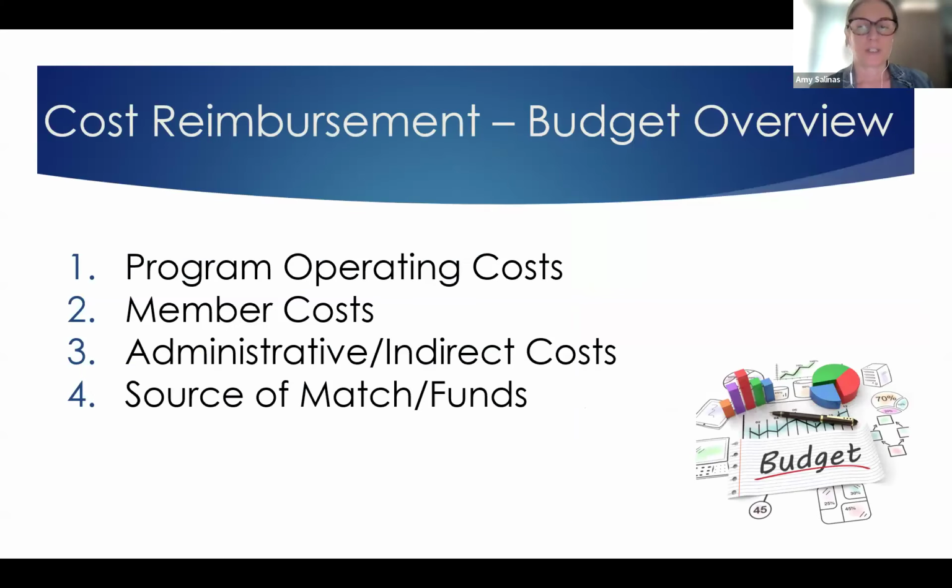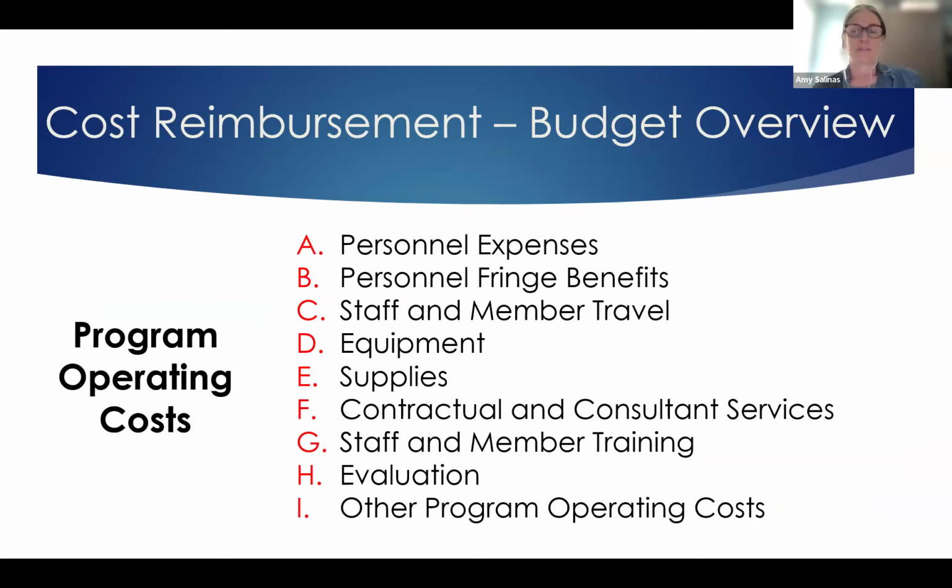So the cost reimbursement budget is completed as a part of your grant application, just like the other elements we talked about in the previous session. And it's comprised of 4 main sections: the program operating cost, member cost, administrative indirect costs, and source of match funds. So we're going to go through all of these and talk about the sub areas in each. Okay, the first section, program operating costs, is broken up into 9 subsections. These are subsections A through I, and the application instructions clearly outline what can be included in each of these sections, but we're going to go through all of them now.